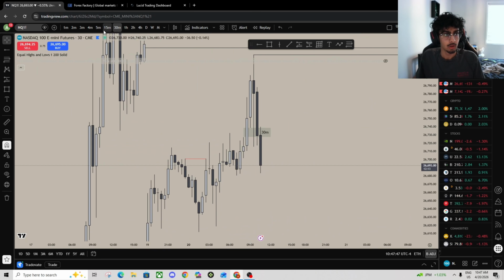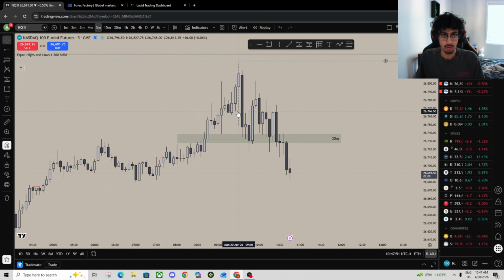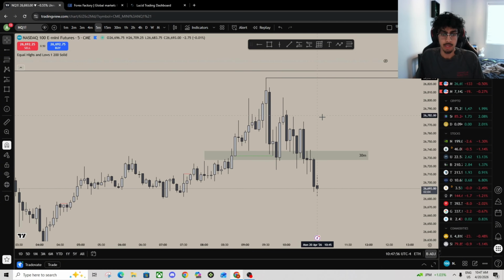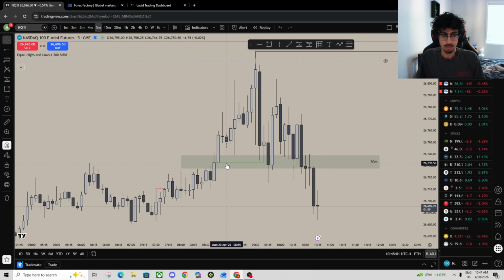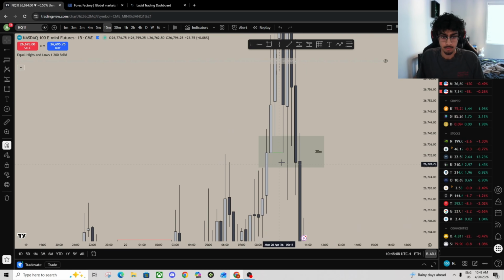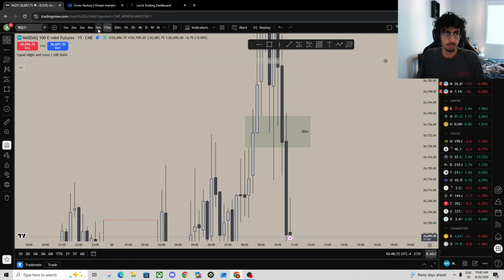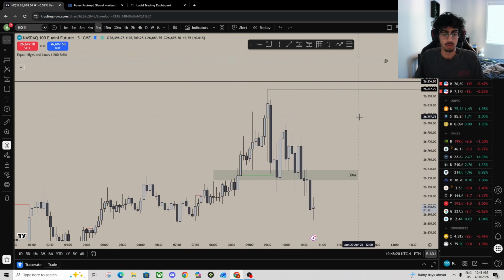So what do we see? Market opens right here, comes up, makes that 930 open high. Then we come down, manipulate into the 30-minute gap. Then we get this stop run of this 15-minute gap down here. This 15-minute gap gets filled over here, and we sweep that equal low, the 15-minute equal low. So after I saw this, I was looking for longs.